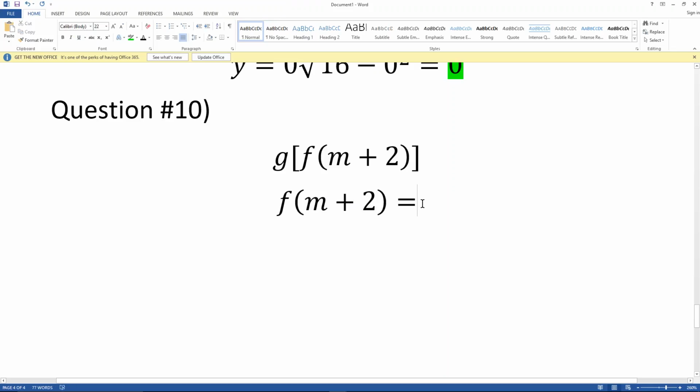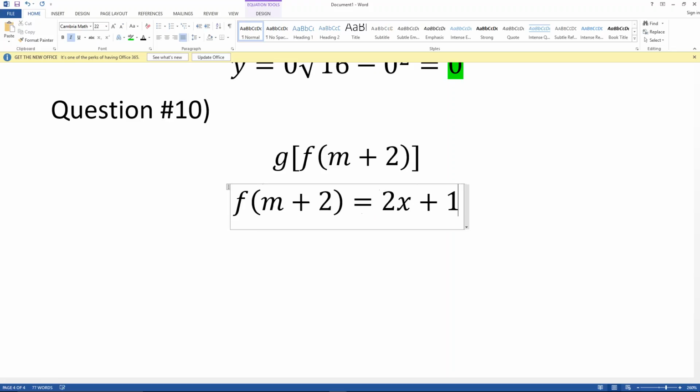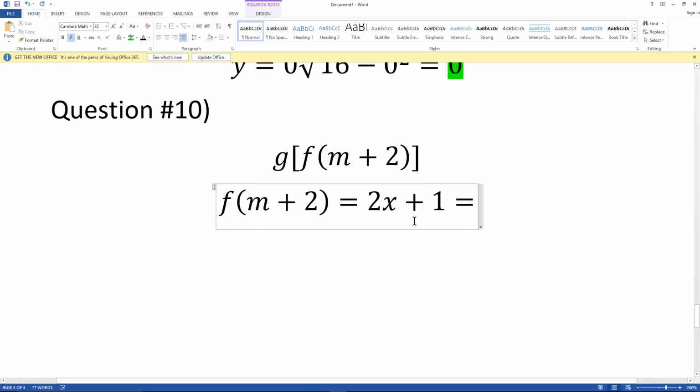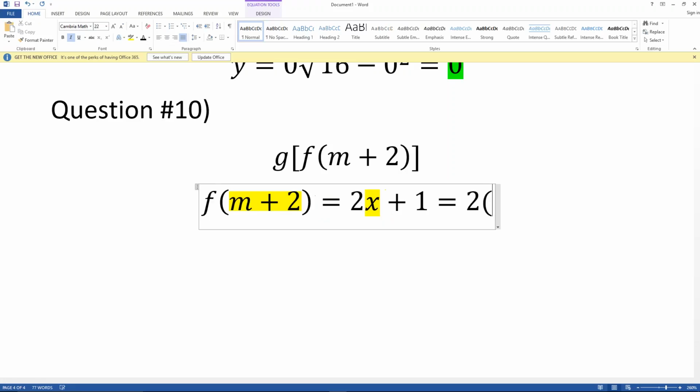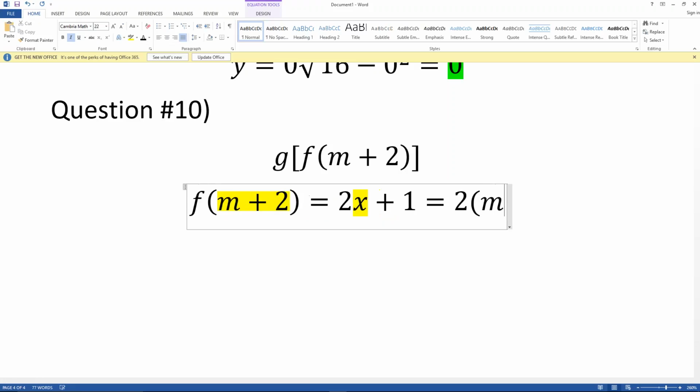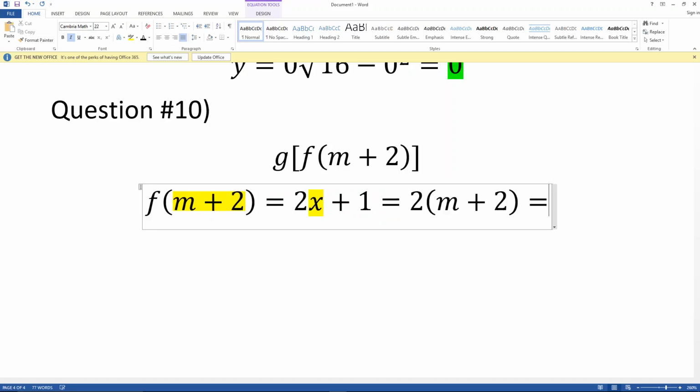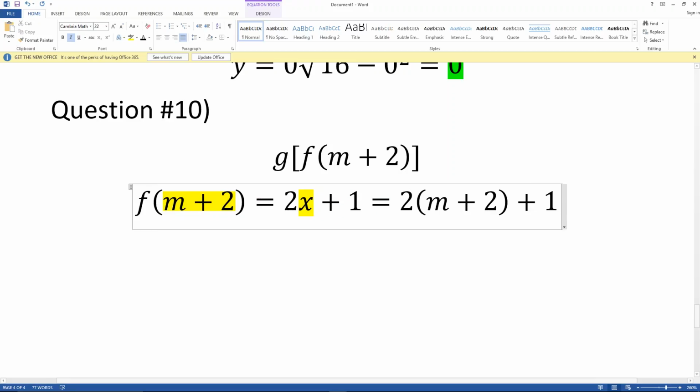So here is my F function, 2x plus 1. But now I got to substitute wherever I see an x, I'm going to have to plug in an m plus 2. So now this reads as 2 times m plus 2 plus 1. Do you see that substitution?